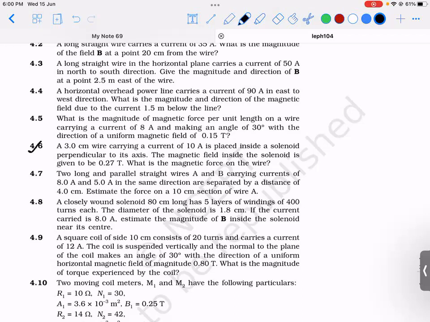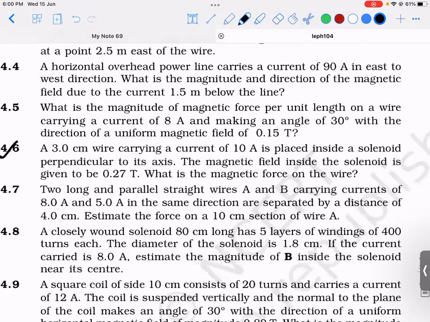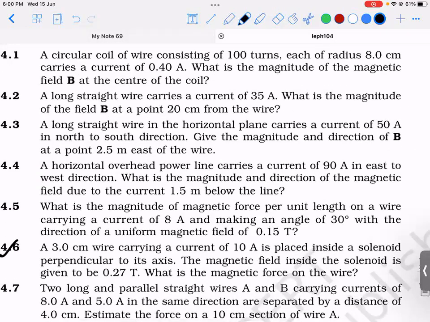Now look at example 4.6. Try that. No? There is a 3 centimeter. Are you guys able to read the question? Now is it better? Yeah, now is it better?